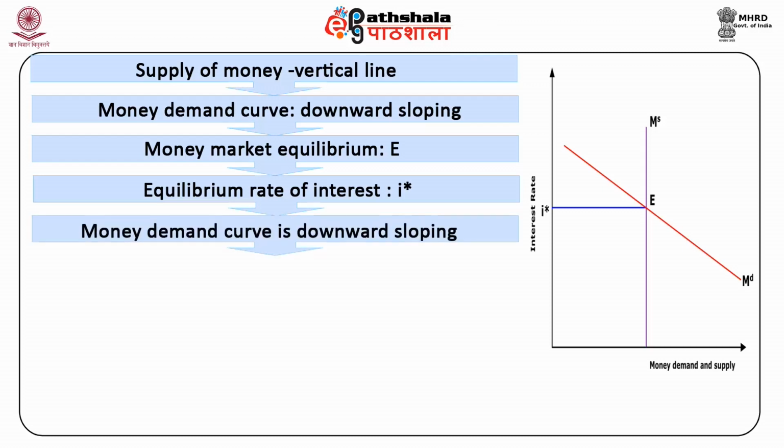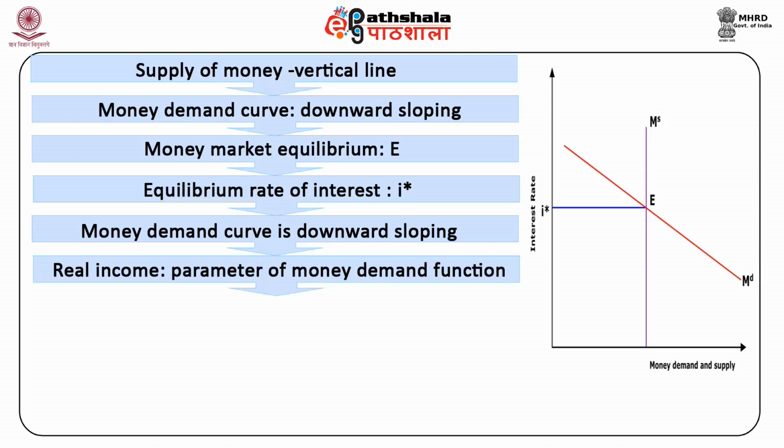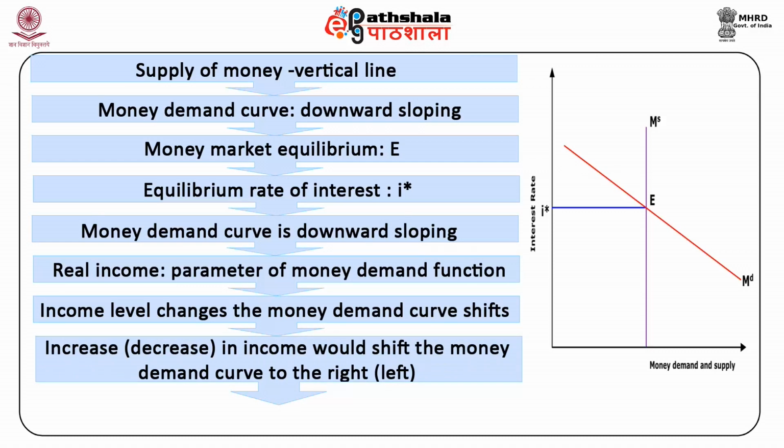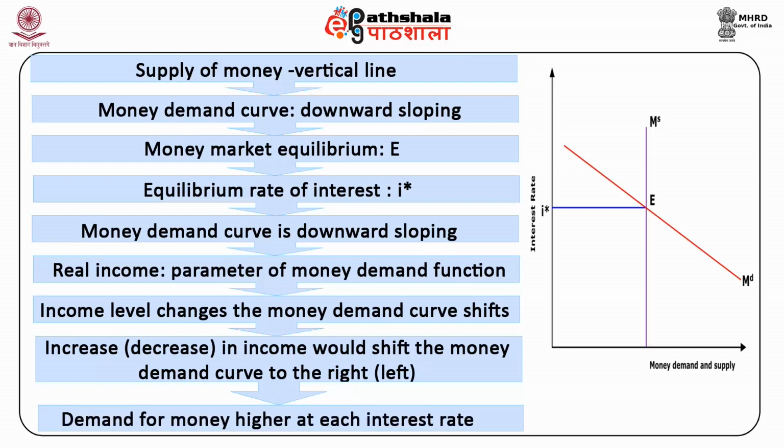The money demand curve is downward sloping, reflecting the inverse relation between money demand and rate of interest. You should note real income is a parameter of the money demand function, so that as income level changes, the money demand curve shifts. An increase in income would shift the money demand curve to the right, reflecting the fact that the demand for money is higher at each interest rate.